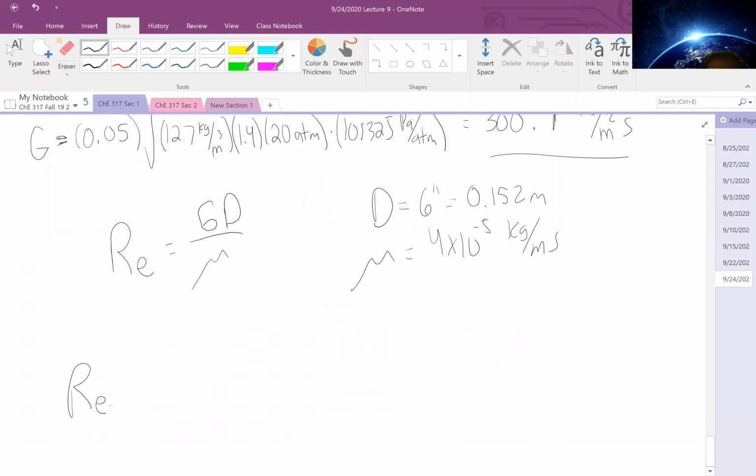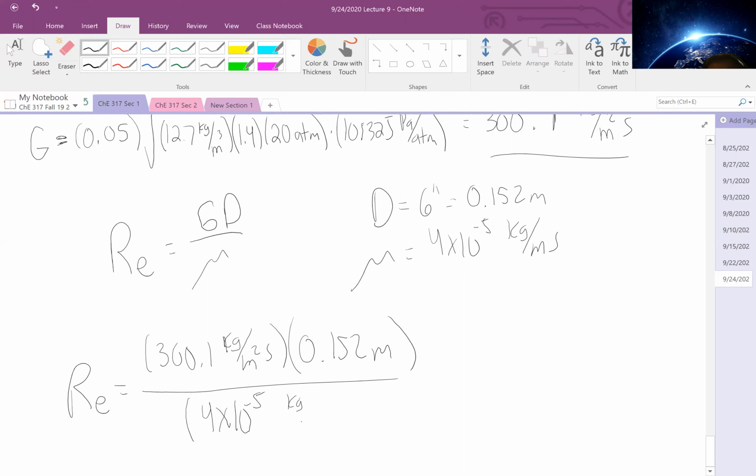So the Reynolds number should simply be 300.1 kilograms per meter squared second times 0.152 meters divided by 4 times 10 to the negative 5th kilograms per meter second. Or about 1.14 times 10 to the 6th.